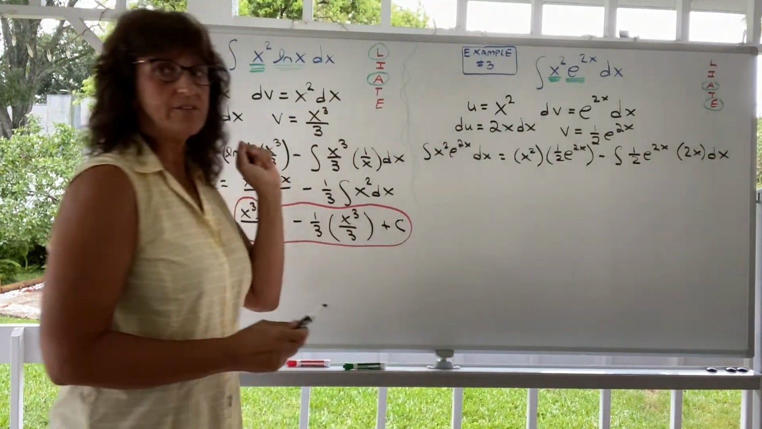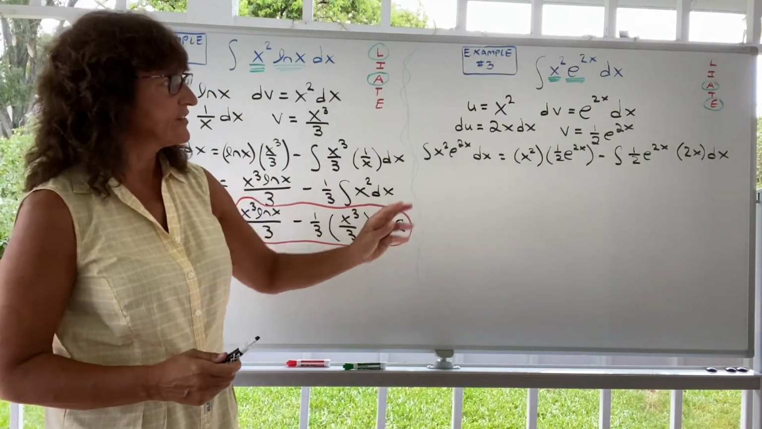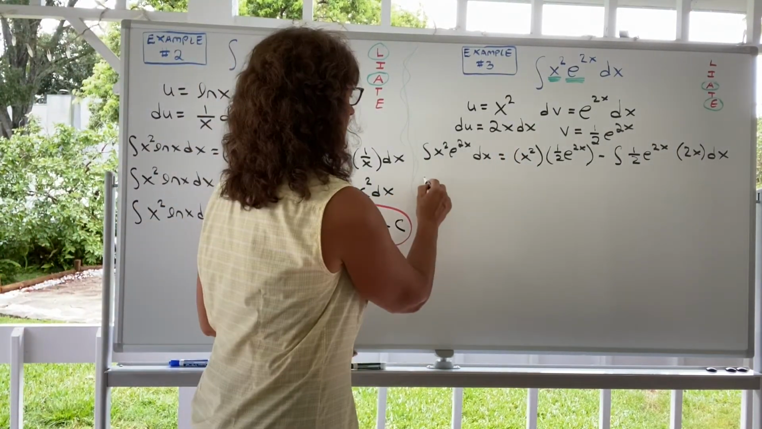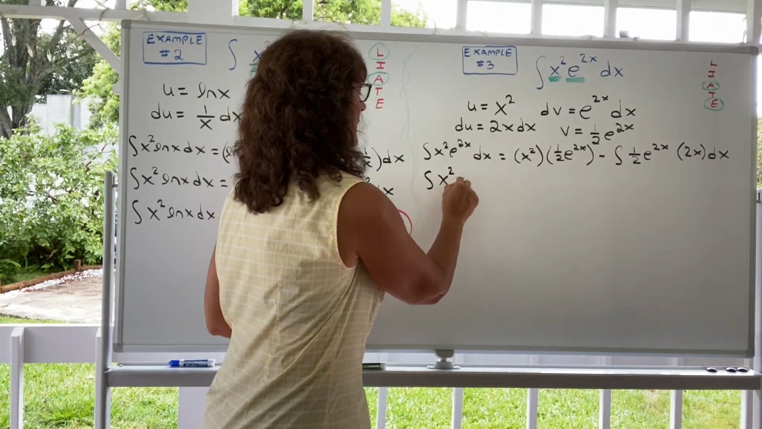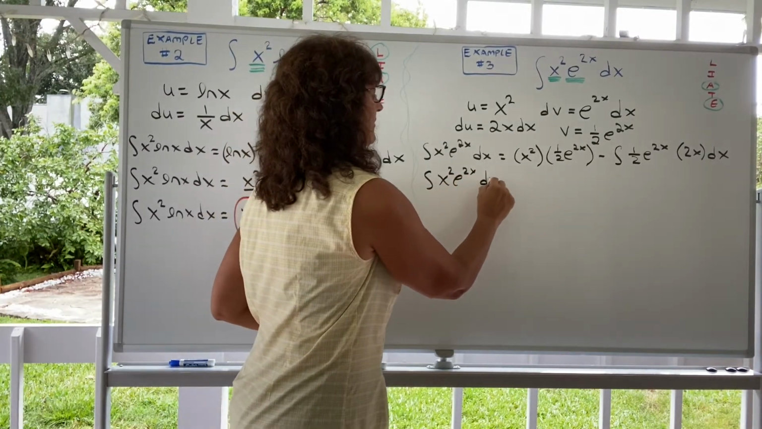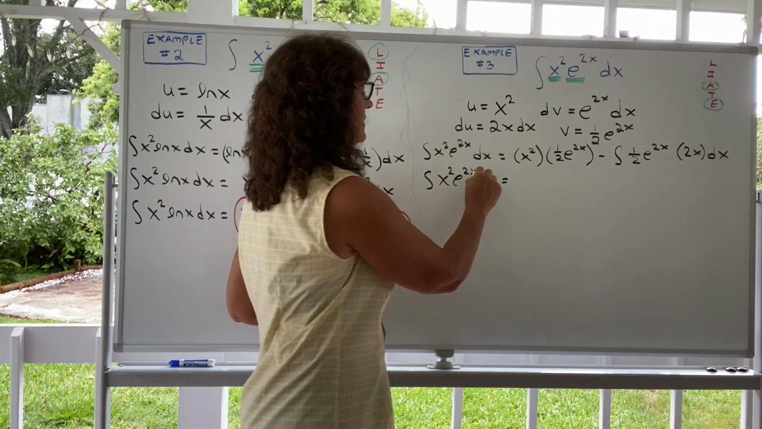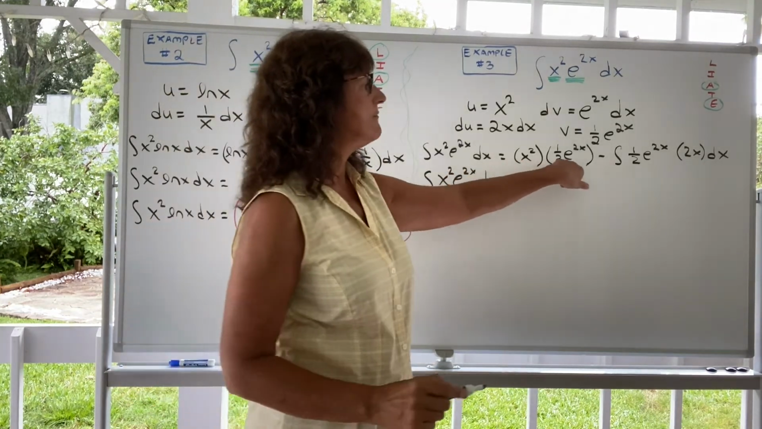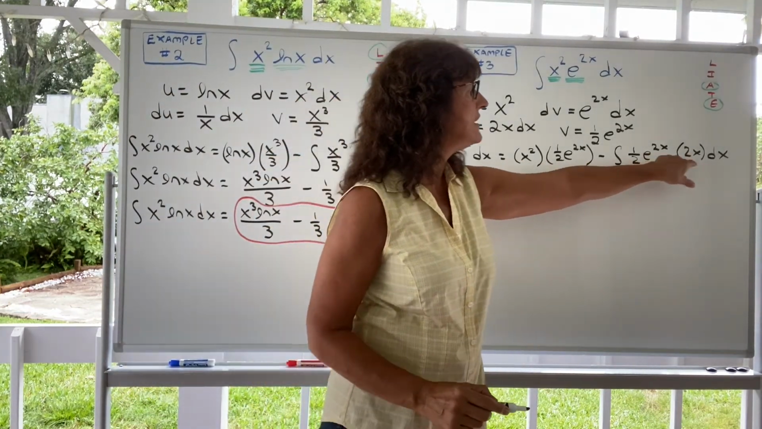So we have this. I'm just going to rewrite this line to simplify our pieces. So we integrate x squared e to the 2x dx. So we see that we have u times v minus the integral of v du.